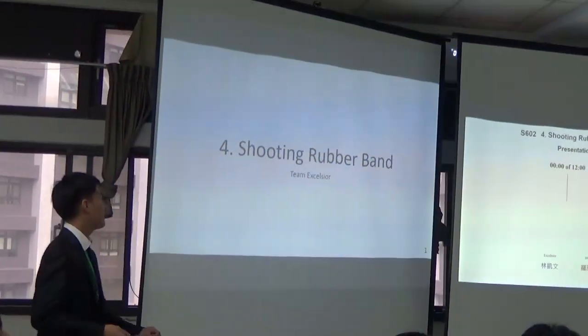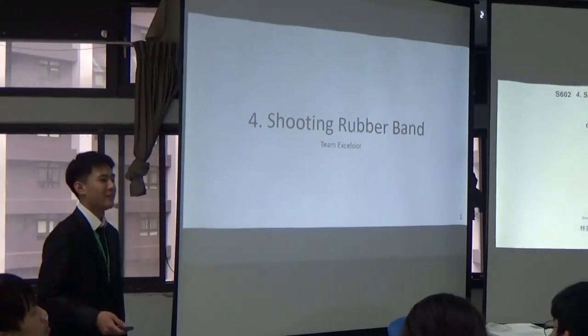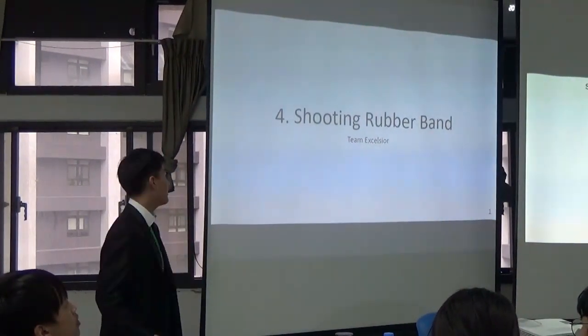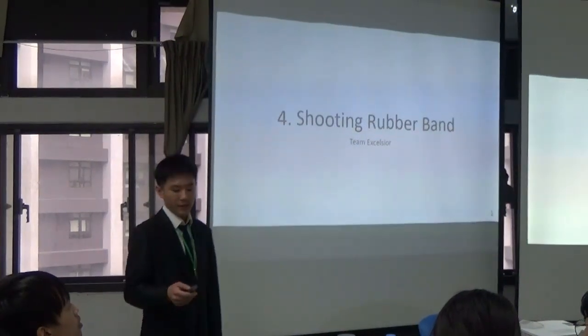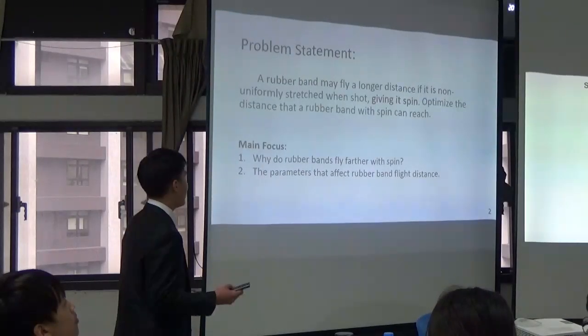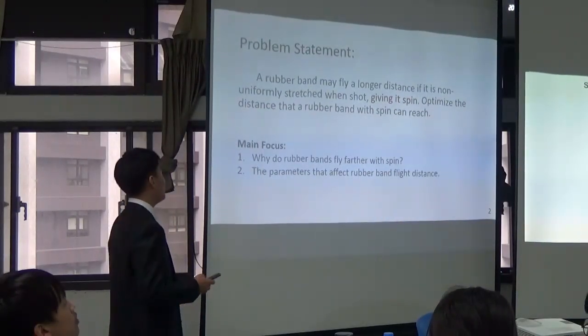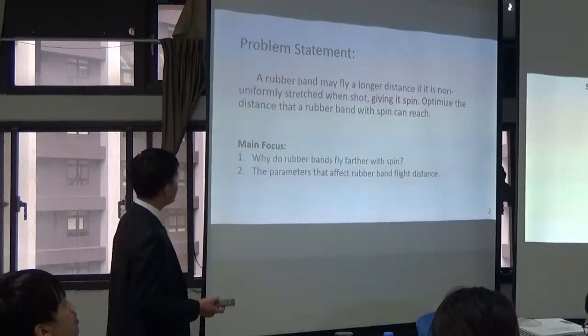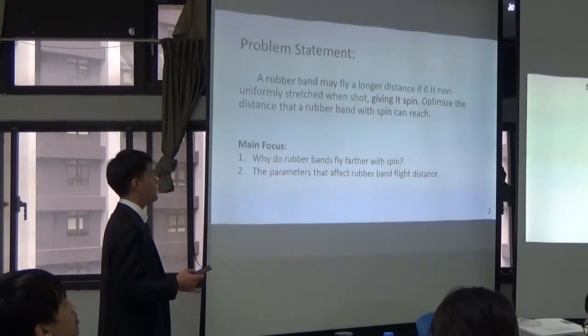Please start your presentation. Honorable juries and fellow competitors, I'm the reporter from Team Excelsior, and I'm going to report problem number 4, shooting rubber band. So here is the problem statement. A rubber band may fly a longer distance if it is non-uniformly stretched when shot, giving it a spin. Optimize the distance that a rubber band with spin can reach.